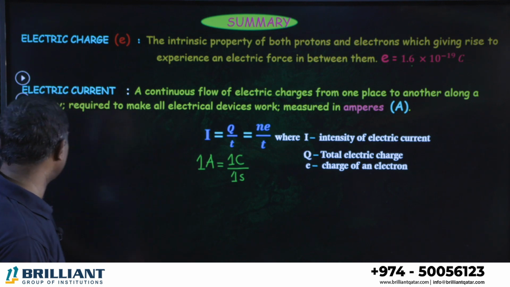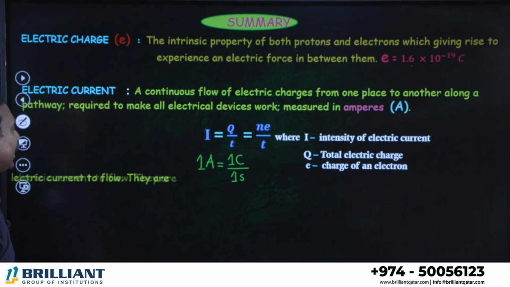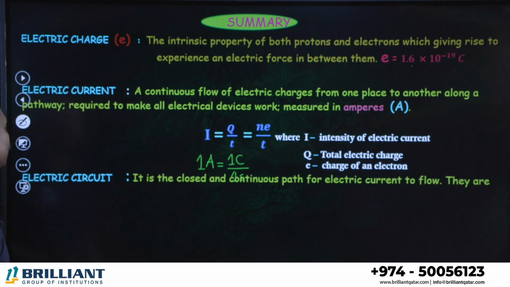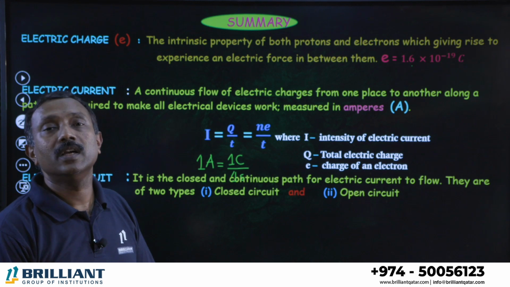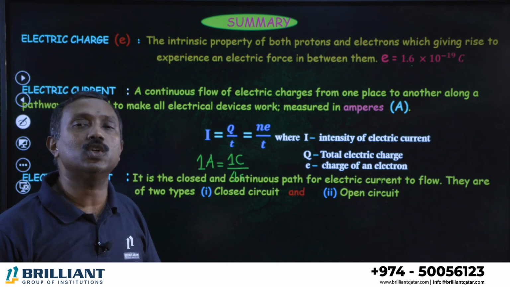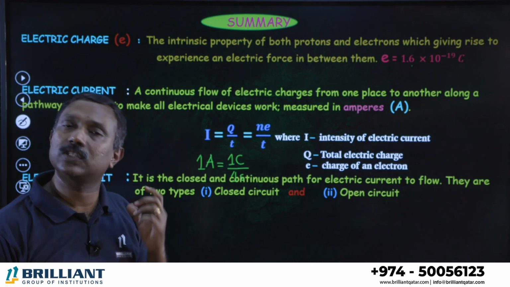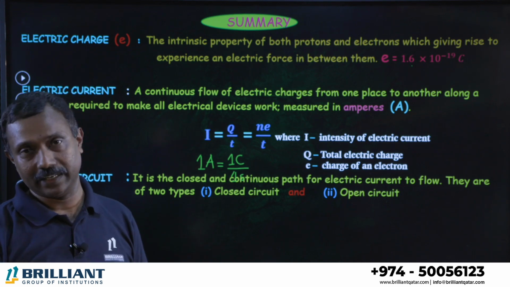Hope you understood all these things. Now we can come to the next point. The next important thing we learned is regarding the electric circuit. What is an electric circuit, as we discussed in this section? It is a closed and continuous path of electric charge that we call an electric circuit.